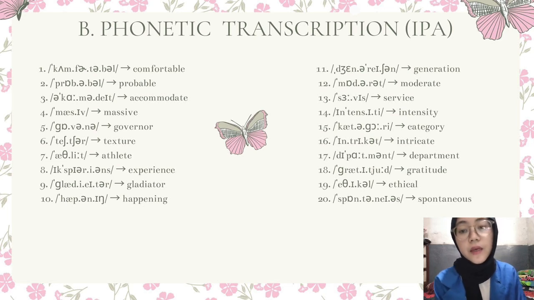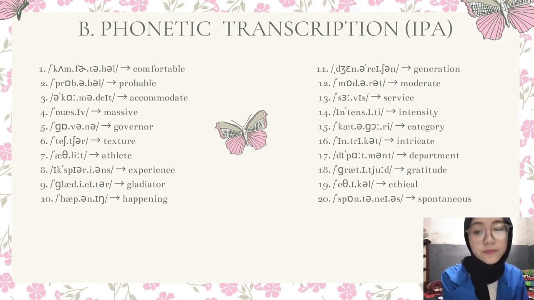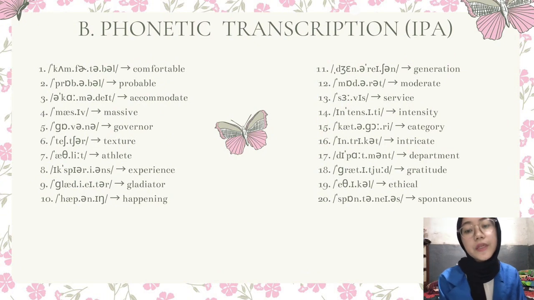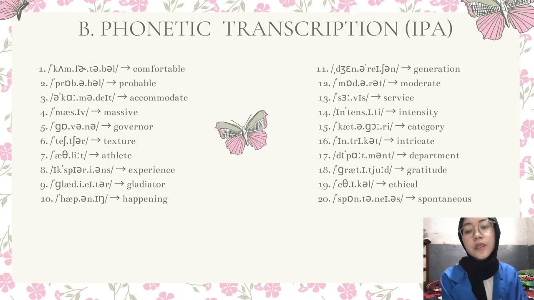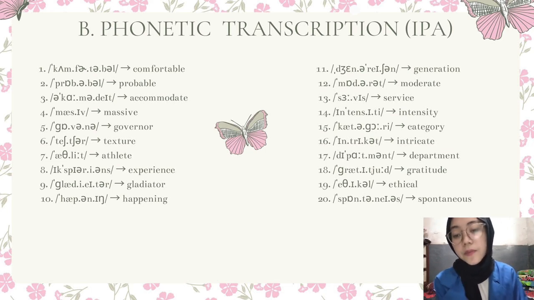Number 7, athlete. Number 8, experience. Number 9, gladiator. Number 10, happening. Number 11, generation. 12, moderate. And 13, service. And 14, intensity. 15, category.